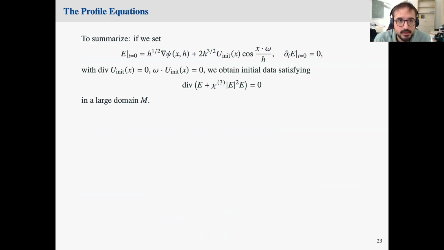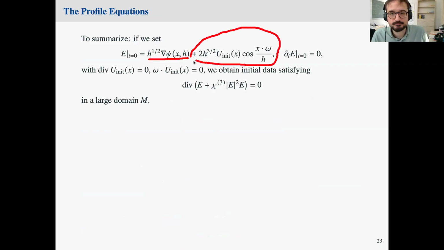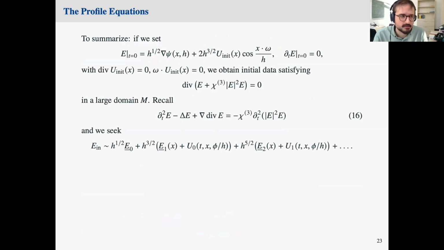So to summarize, if we set our ansatz to be, starting with this, the gradient of psi plus the beam that has to satisfy certain conditions to make sure that the divergence stays zero, then we obtain initial data that satisfies the divergence-free condition, at least in a large domain. Perhaps not in all of R^3, but at least in a large domain. And now recall this was our equation. So now we play the same game that we played with Westervelt.